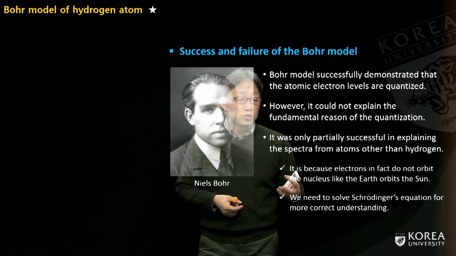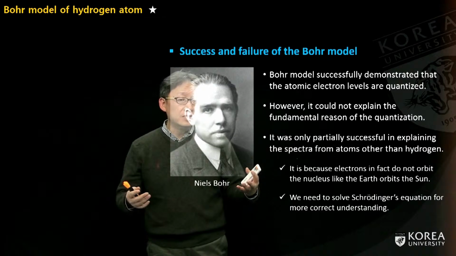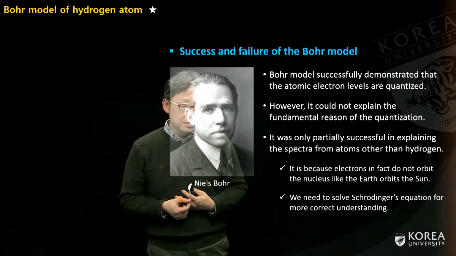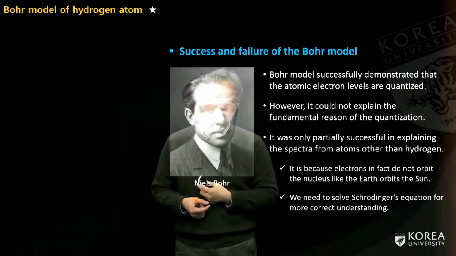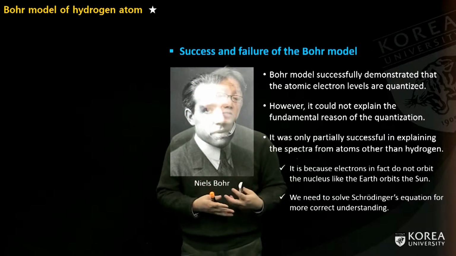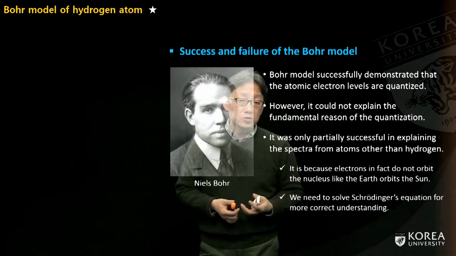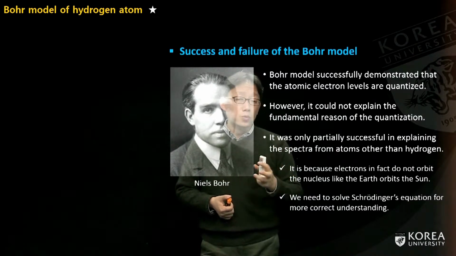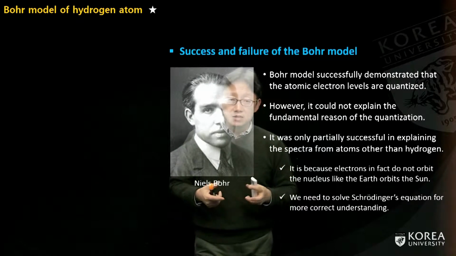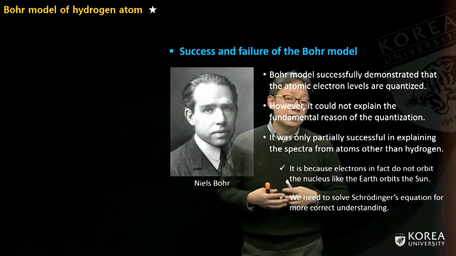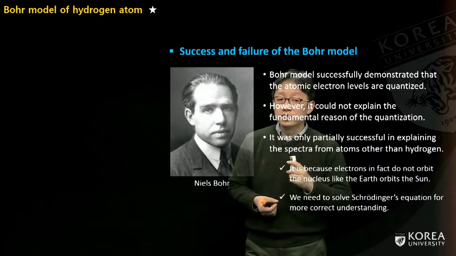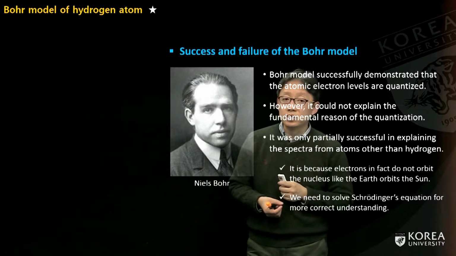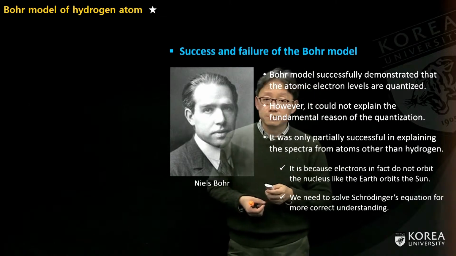The reason was, well, there were actually many reasons, but some of the important ones are that electrons actually do not orbit around the nucleus like the Earth orbits around the sun, and electrons are actually matter waves. Bohr didn't really consider that. So, in order to get the real solution, we actually need to solve Schrödinger's equation. Okay, that's what we are going to see in the next slide.